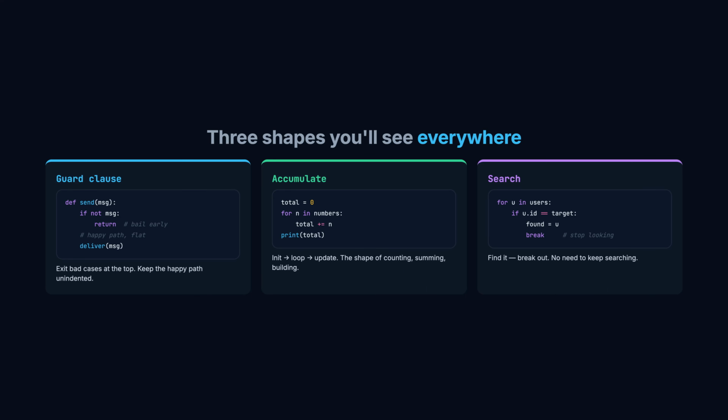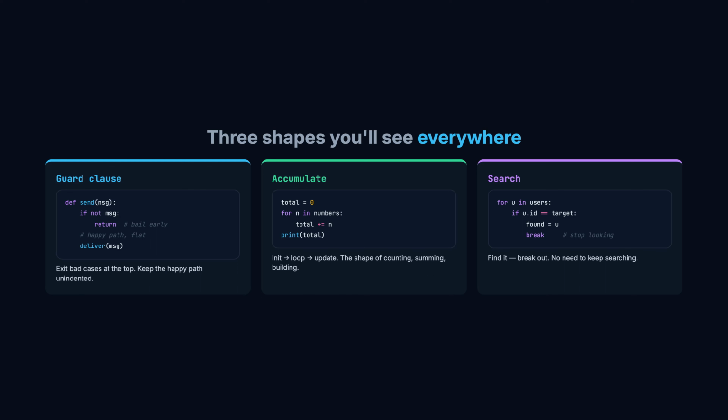Before we close, 3 shapes you will see in real Python code again and again. Name them and you will recognize them every time. First, the guard clause, an if at the top of a function that handles the bad case early and exits. If the input is missing or invalid, return. Do not indent the rest of the function inside another if. Exit bad cases at the top. Keep the main code flat and unindented. Your code reads cleaner. This pattern is everywhere in professional Python.